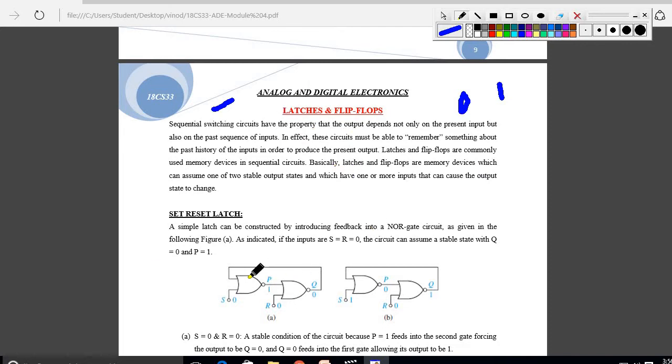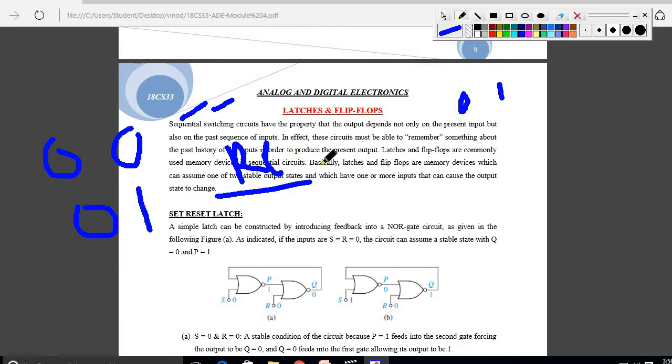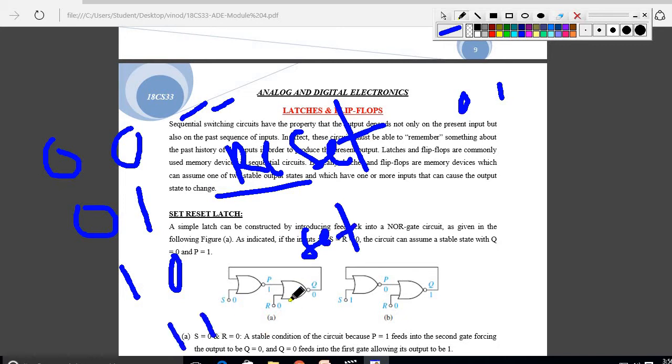So first I need to connect with the NOR gate, set reset latch. Before that you should know the truth table of that SR. When it is 0 0, the previous value should be your output. Okay, when it is 0 1, it is the reset value. When it is 1 0, it should be a set value, and when it is 1 1, it should not be considered. I need to say this is a don't care term. So this is the truth table of SR latch.